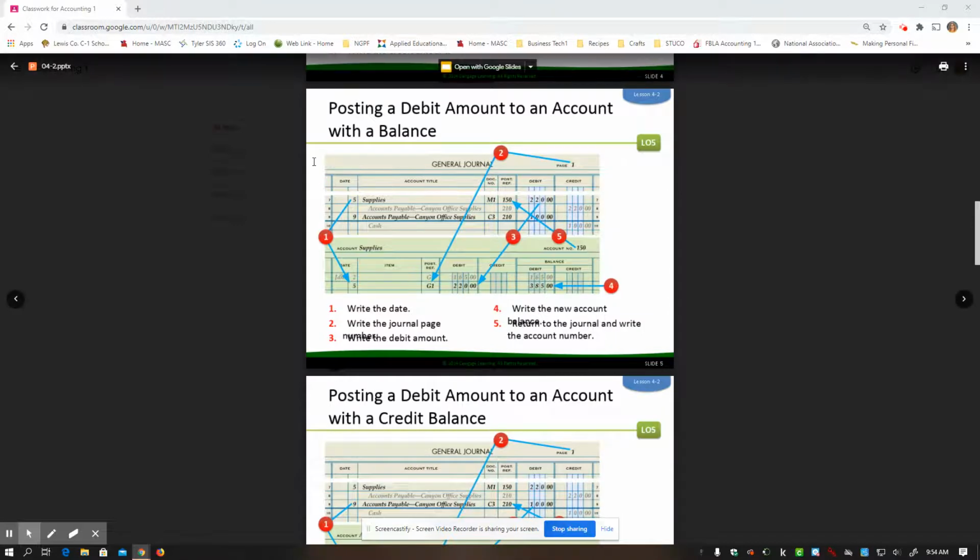Now, here is an account that has a balance. I wish I could really zoom in on this. Let's try. Yes, that doesn't work. Okay, so here's the supplies account, and it already had a debit balance of $165. You see that right here? Then the entry is on the 5th, supplies, on general journal page 1. They have a debit amount of $220, so you put that there. Now, if you had a $165 debit and you're going to add a $220 debit to it, that means your balance is going to go up, right? So you take $165 plus $220 equals $385. That's the balance of that debit account. Then you take the $150 and put it up there. Okay?